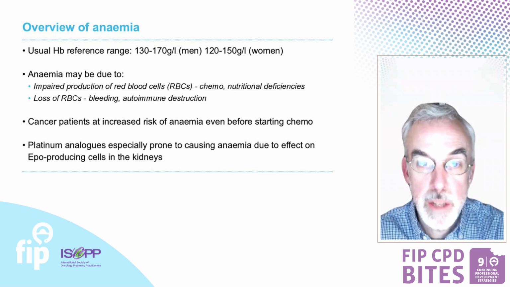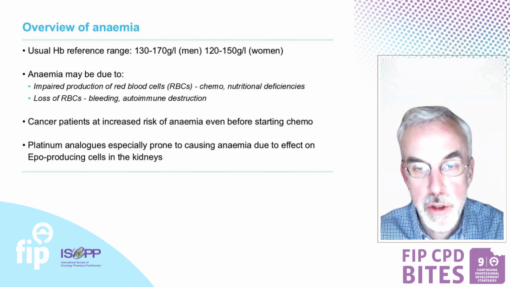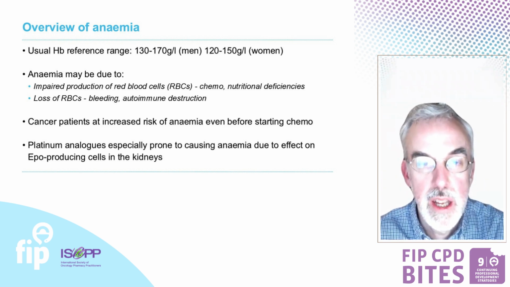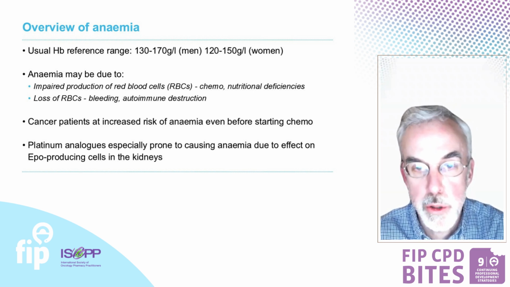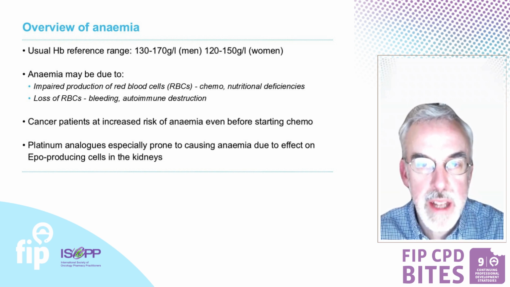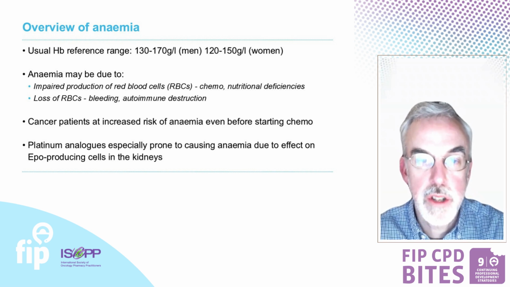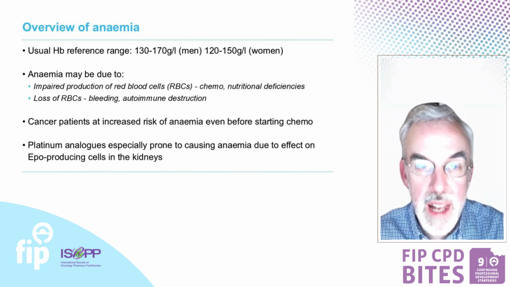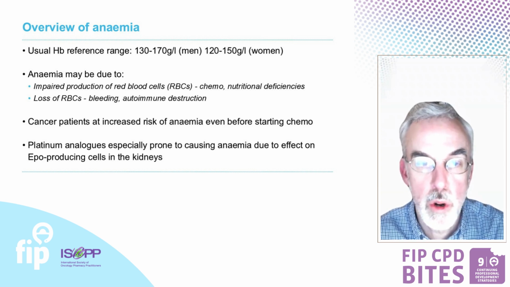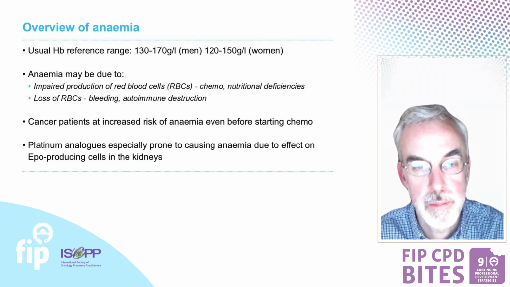Anemia may be due to impaired production of red blood cells, for example, due to chemotherapy, but also related to nutritional deficiencies, and may also be related to loss of red blood cells in terms of bleeding or autoimmune destruction. And it is important to also be aware that cancer patients are at increased risk of anemia even before starting chemotherapy. In terms of classes of drugs that are associated with anemia, platinum analogues are especially prone to cause this effect due to their effects on EPO-producing cells in the kidneys.